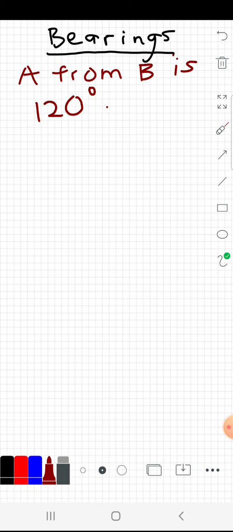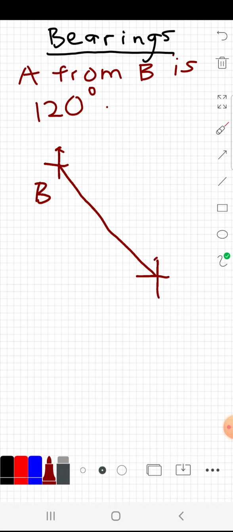Okay, so the information we have on the board says that a bearing of A from B is 120 degrees. And like I told you, the word from is important. From B means we're starting from B. So this is my B, and this is the north of B. 120 degrees is between 90 and 180. That's in the southeast region. So I have my line this way, and then this is my A.